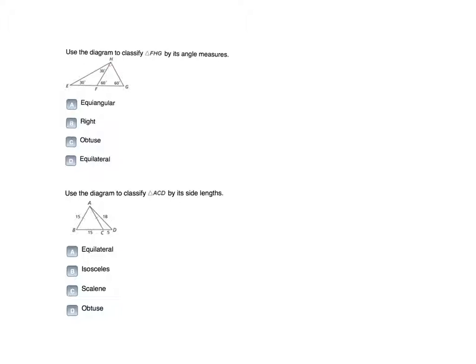Okay, we're looking for triangle FHG. FHG is right here. If two of the angles are 60 and a triangle adds to 180, that would make the other angle 60 degrees. So if you add those, you get 120, subtract from 180, you get 60. And so therefore this would have to be an equiangular triangle.